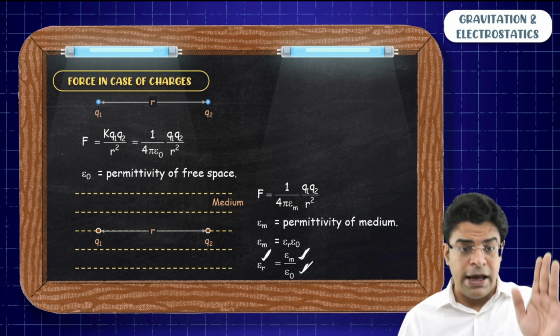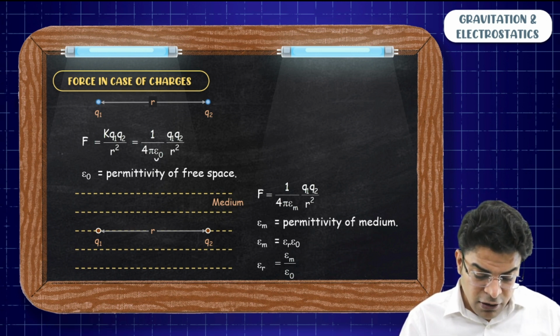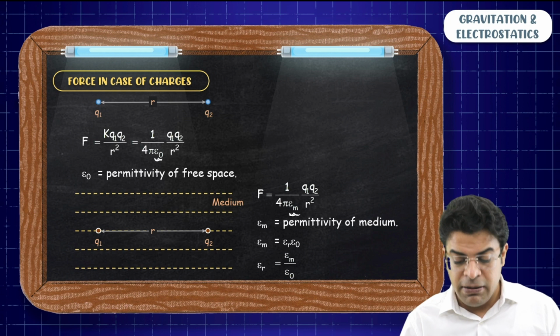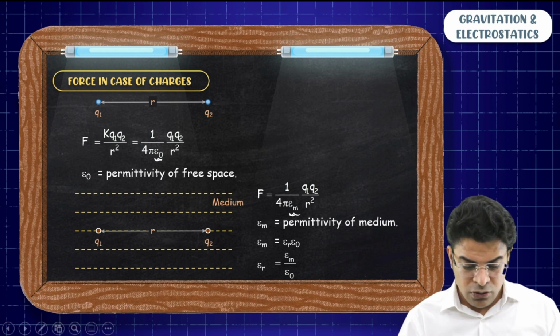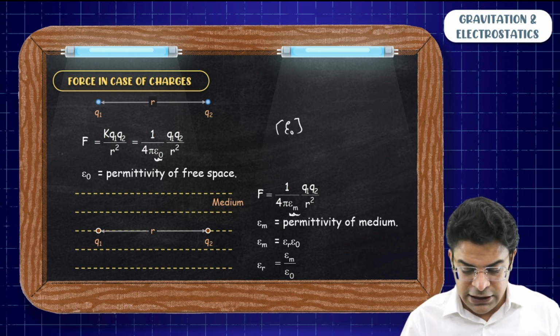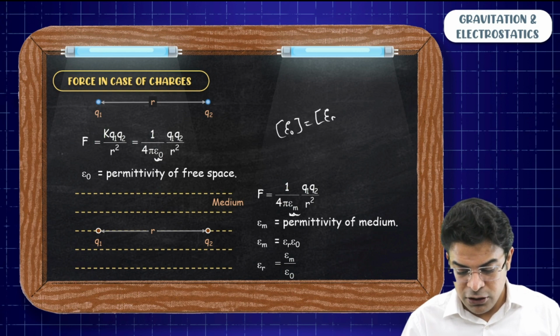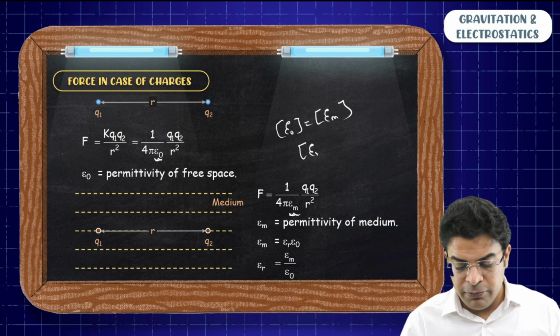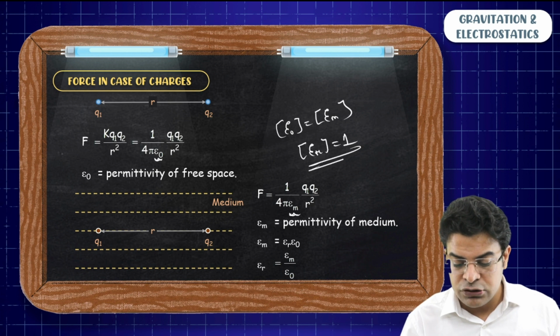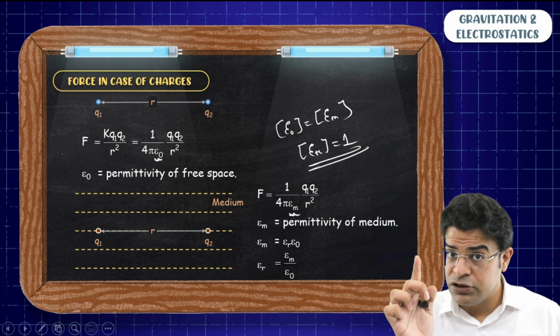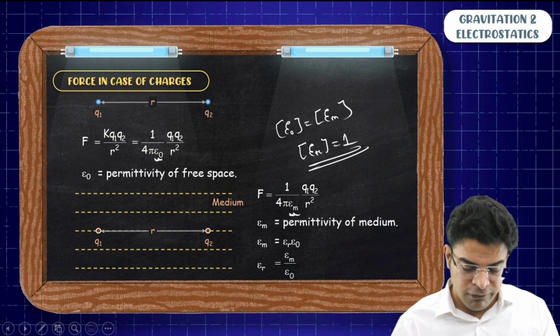It has no dimension, while the permittivity of free space and the permittivity of the medium have the same dimension. So the permittivity of free space has the same dimension as the permittivity of the medium, while the relative permittivity is a dimensionless quantity. It has a dimension of 1. The dimensionless quantities have a dimension of 1.